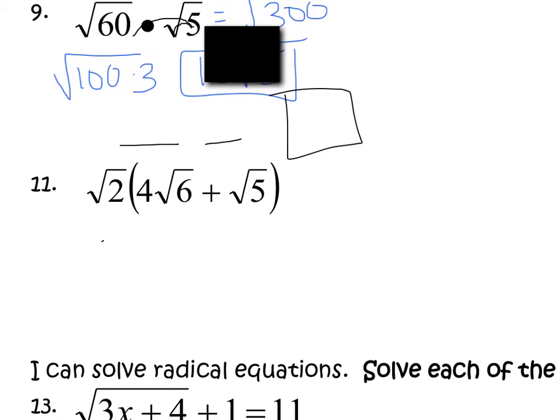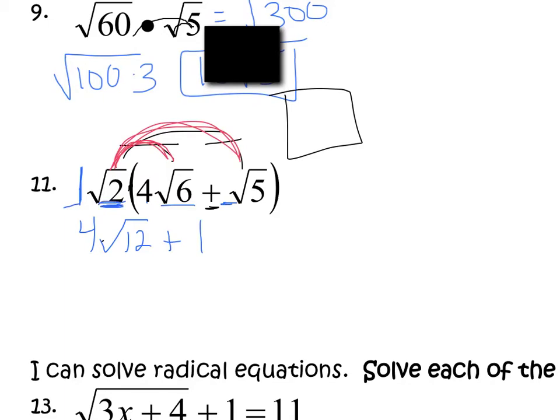Alright, first things first, we've got a number outside, and we've got addition in the middle, so we need to distribute. So, first your numbers. You've got an invisible 1 over here. 1 times 4 is 4. Square root of 2 times the square root of 6 is the square root of 12. Plus 1 times 1, you'll just have that 1. Square root of 2 times the square root of 5 is the square root of 10.